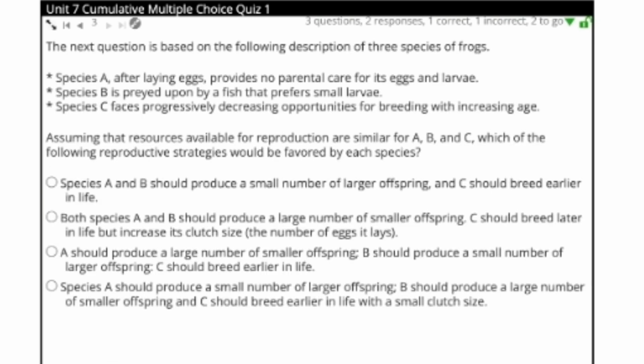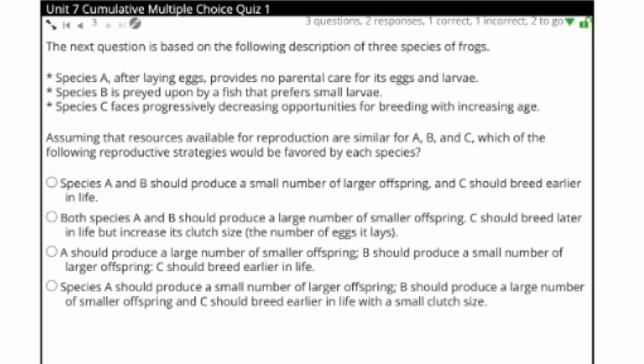The next question is based on the following description of 3 species of frogs. Species A, after laying eggs, provides no parental care for its eggs and larvae. Species B is preyed upon by a fish that prefers small larvae. Species C faces progressively decreasing opportunities for breeding with increasing age. Assuming that the resources available for reproduction are similar for A, B, and C, which of the following reproductive strategies would be favored by each species?